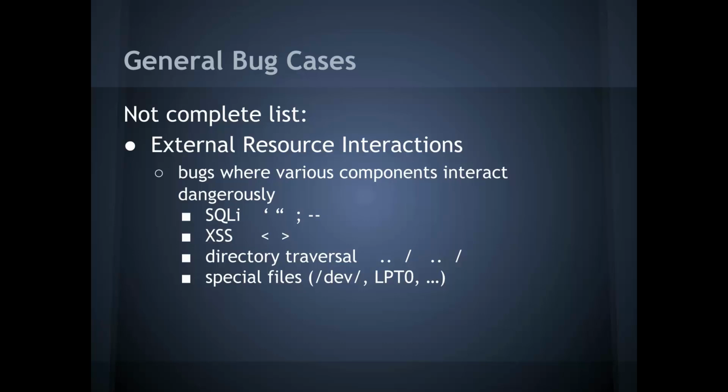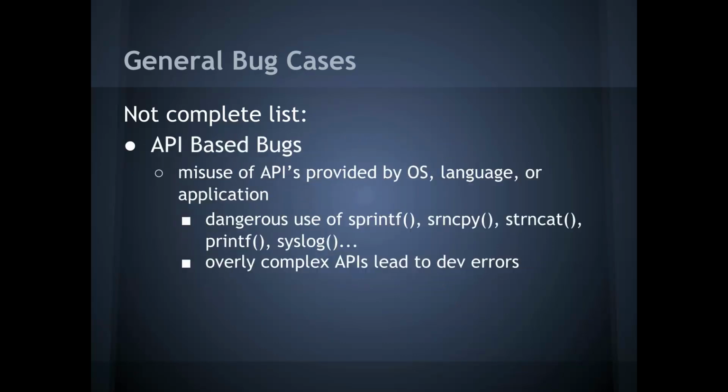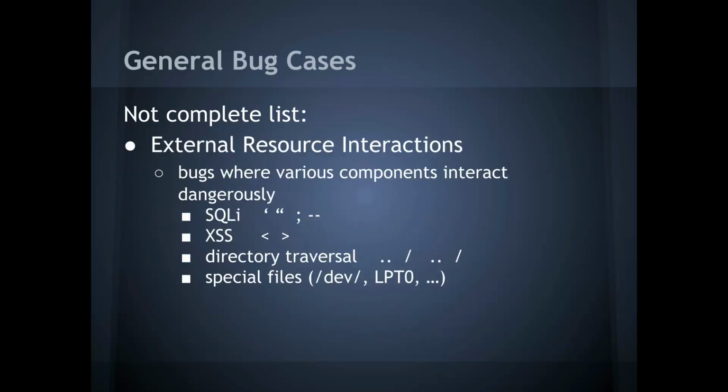There's also, as the authors of this Black Hat presentation describe it, external resource interaction, where really it has to do with dangerous interaction between various different components in that architecture. Perhaps the web server and the database don't interact safely, or perhaps there's a dangerous LDAP interaction that leads to directory traversal or accessing protected things.